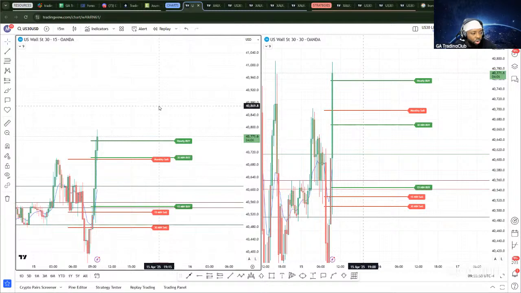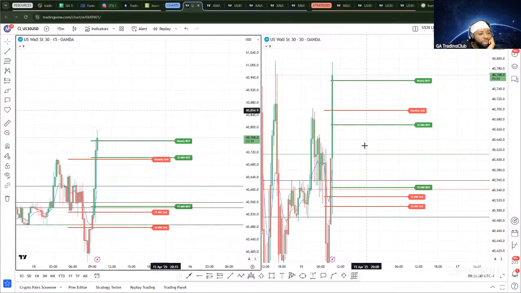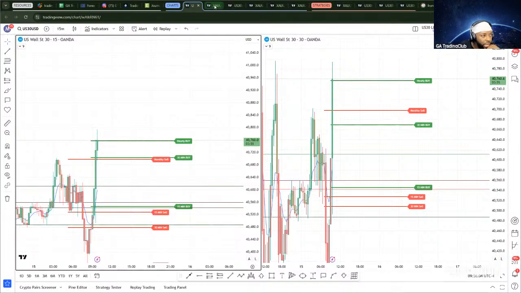And then I will go back to the US 30 chart and see if an entry lines up. So I think we're going to get a 15-minute entry for US 30. We just have to wait.